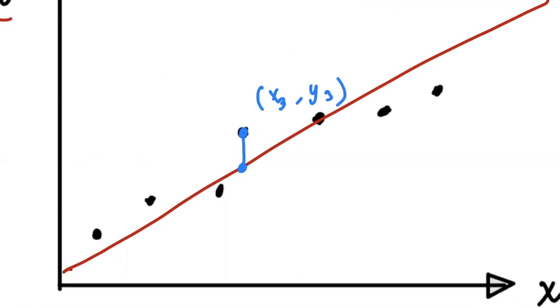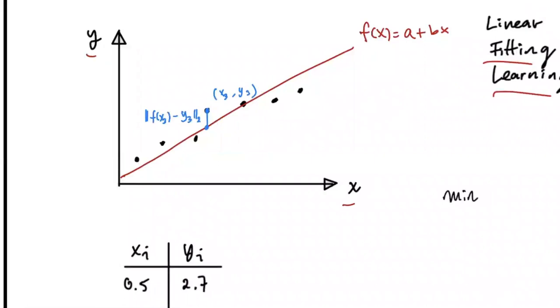So this distance will be whatever is my function evaluated in 3 minus y3. And then I can use some norm, for example, norm 2, to have positive values of this error.